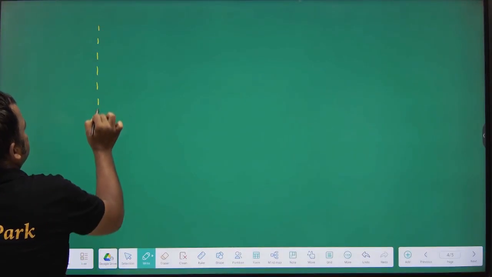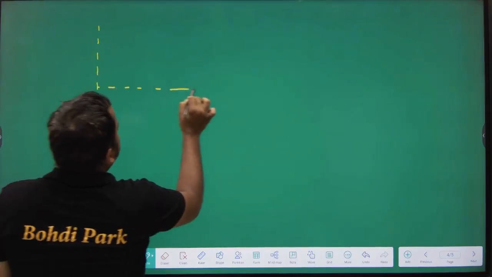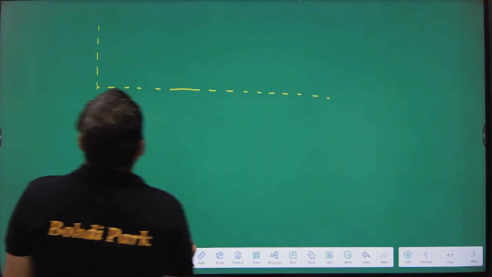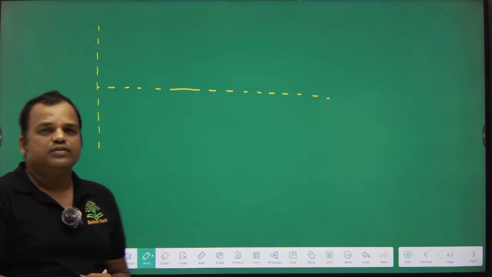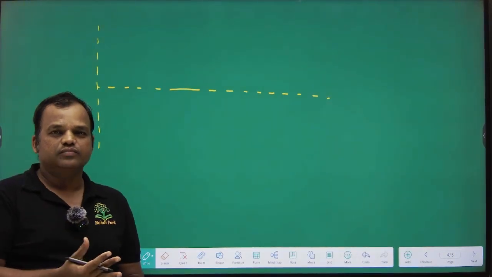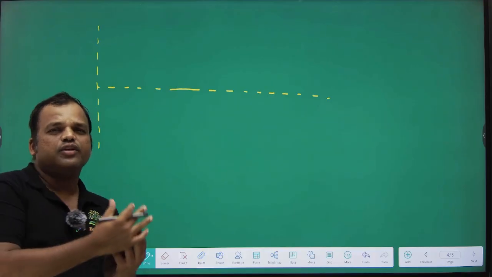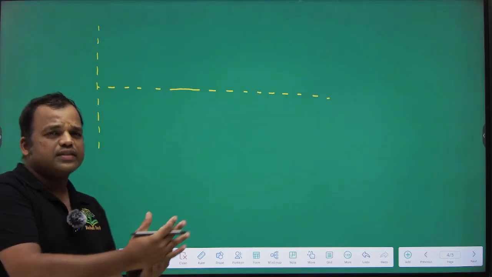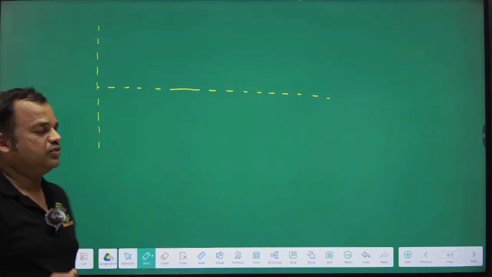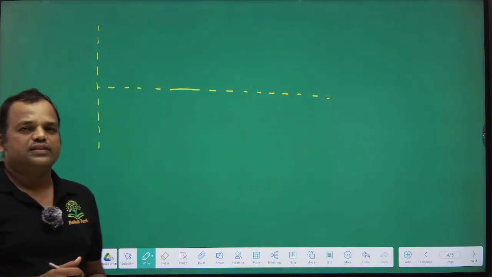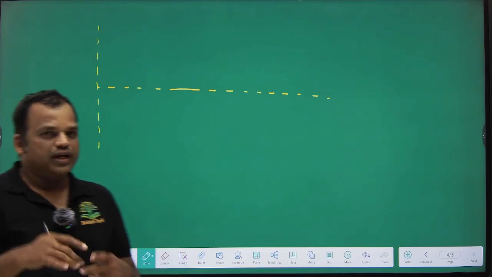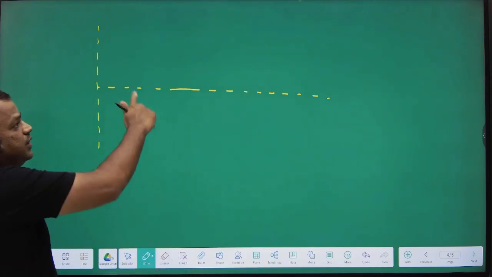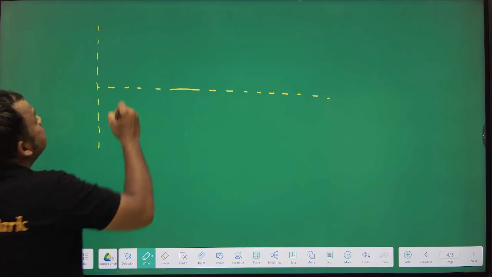Now we have another graph. Let's take example in which velocity is changing. When we say changing velocity, it can be increasing velocity or decreasing velocity. So we can take example from our daily life also. I will talk about example, but let's draw the graph first.